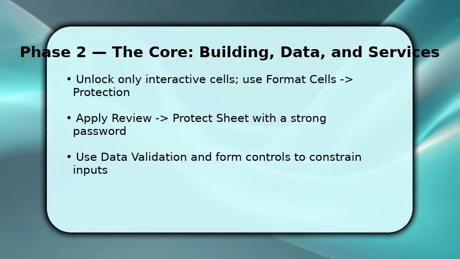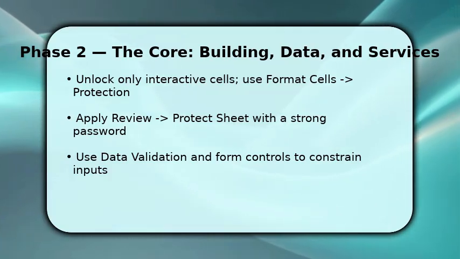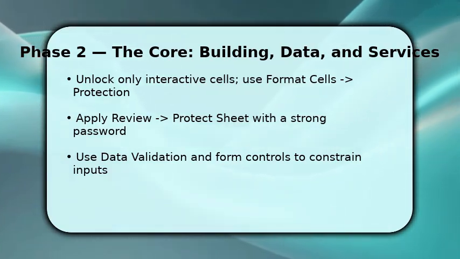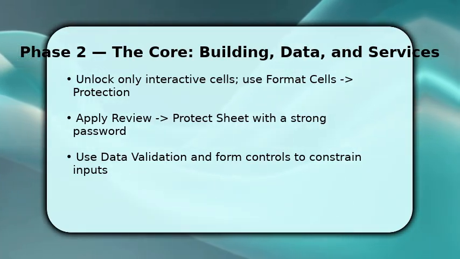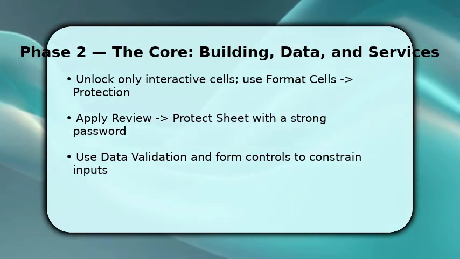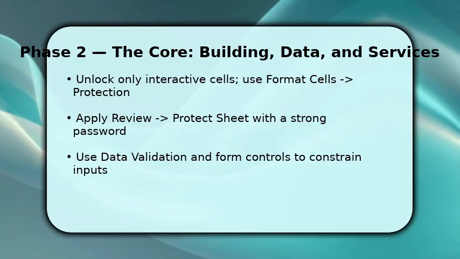Next, focus on what the user can change. Select interactive cells and clear the locked flag, then lock the rest of the sheet. This leaves inputs editable. After that, apply Protect Sheet with a password. Choose one you store securely, so users can't alter charts or formulas.